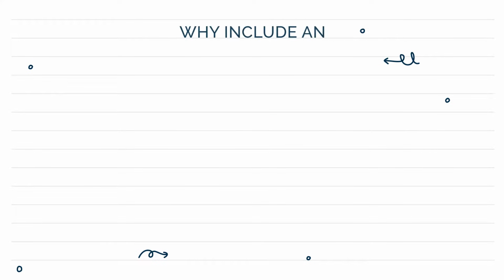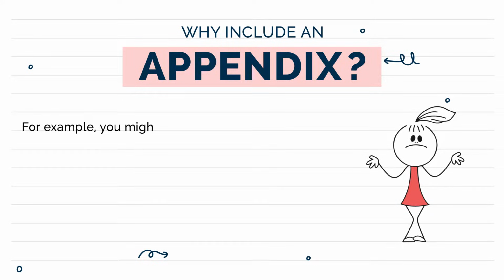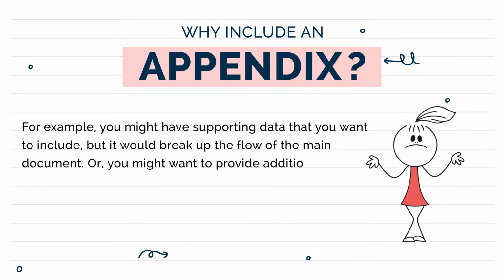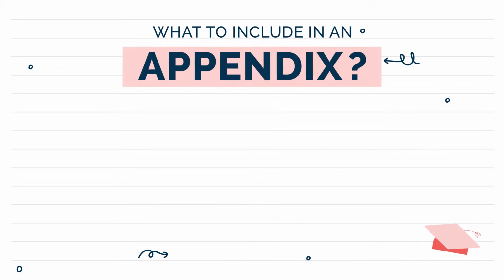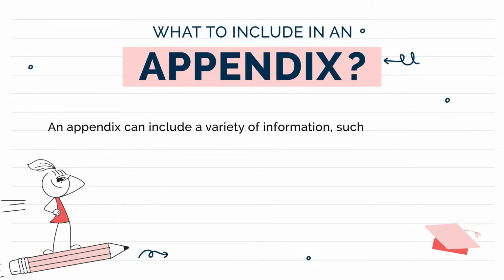There are several reasons why you might want to include an appendix in your document. For example, you might have supporting data that you want to include, but it would break up the flow of the main document. Or, you might want to provide additional background information that would be too lengthy to include in the main document. An appendix can include a variety of information, such as graphs, charts, tables, or additional data.